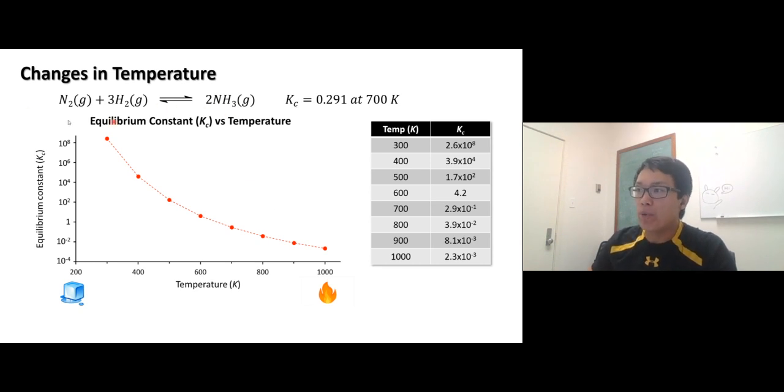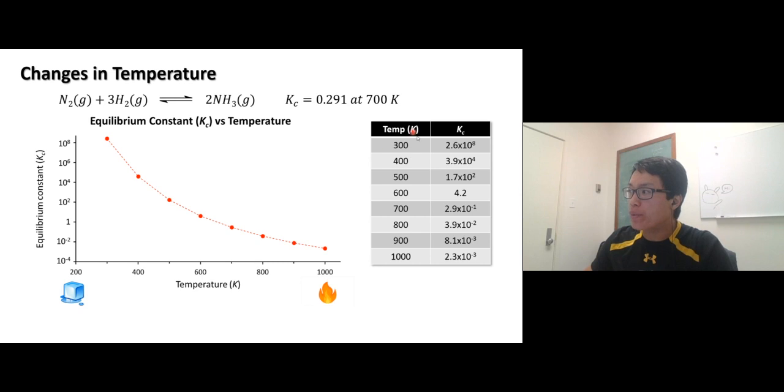So, for example, the ammonia synthesis, we have seen this many times now. The Kc of this synthesis is still 0.291. No matter what you change, pressure, volume, concentration, still 0.291. But if you change the temperature, the Kc changes. Take a look right here.